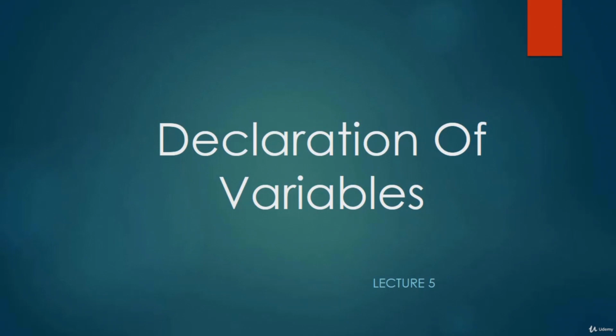Hello guys, in this lecture we will discuss the declaration of variables. Assigning the name and data type that a variable can hold is called declaration of variables. All variables that are used in a program are declared using a variable declaration statement.